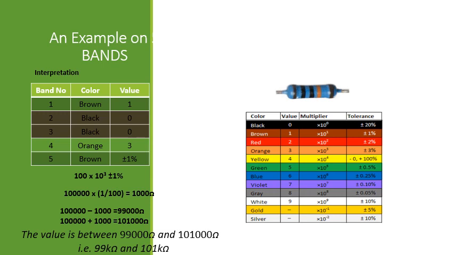So the last color is the tolerance. I already explained that, which is brown. So the tolerance of brown on the chart is plus or minus 1%. So what is 1% of 100,000? That's 1,000. So you minus 1,000 from 100,000, and then you add 1,000 to 100,000. So it means this particular resistor has a value that ranges from 99,000 to 101,000.